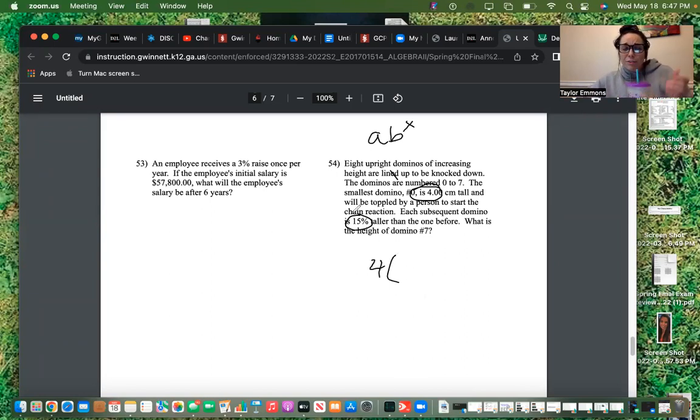Now they tell us 15%, that it's growing each domino by. So we're going to say 1 plus 0.15. The reason we're saying 1 plus is because you're taking the previous domino and adding 15% to it, and that gives you your next domino. And we want to know what number 7's height is, so we're going to raise that to the 7th power.